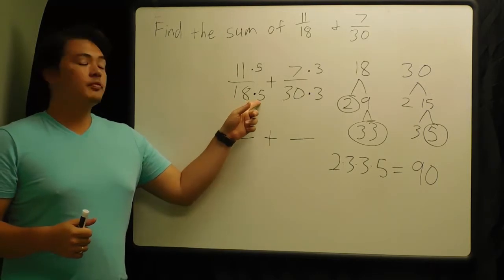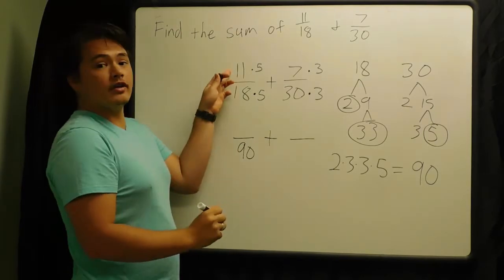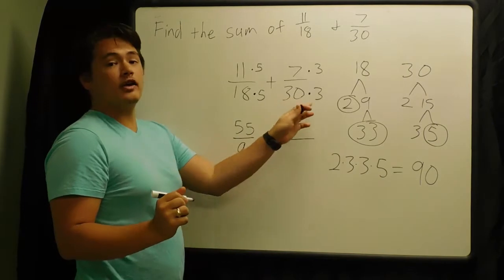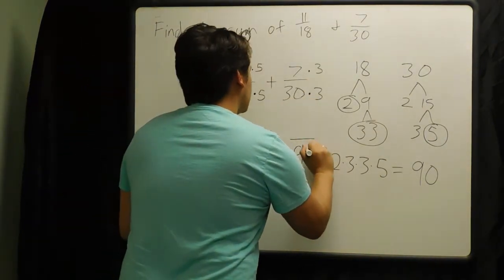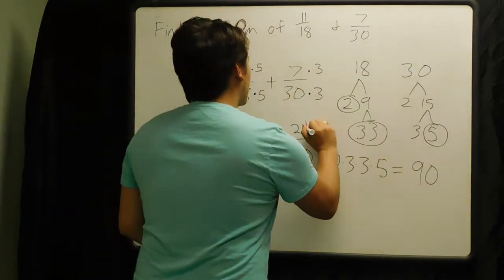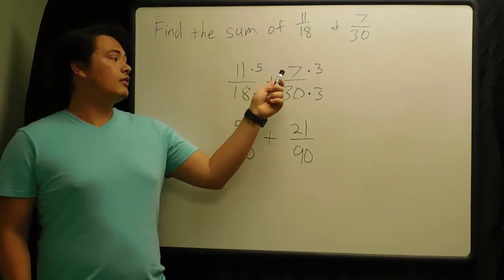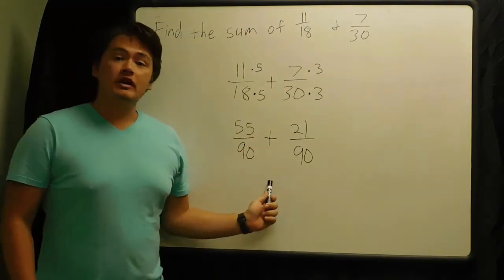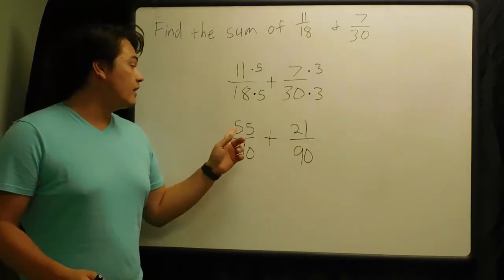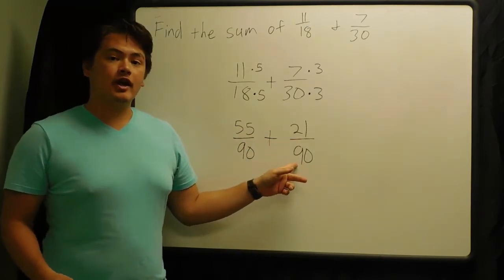So 18 times 5 is going to give me 90. 11 times 5 is going to give me 55. 30 times 3 is going to give me 90. And 7 times 3 is going to give me 21. So now I've made 11 over 18 and 7 over 30 into fractions with common denominators. From here, I can work across adding the numerator with the other numerator while still keeping the same denominator.